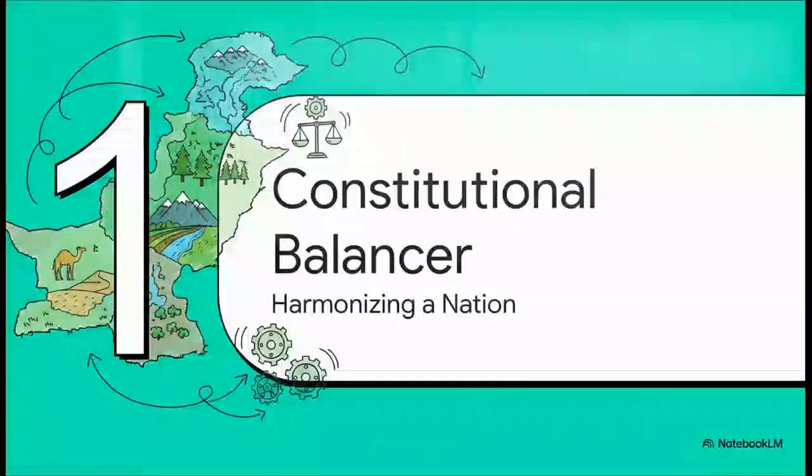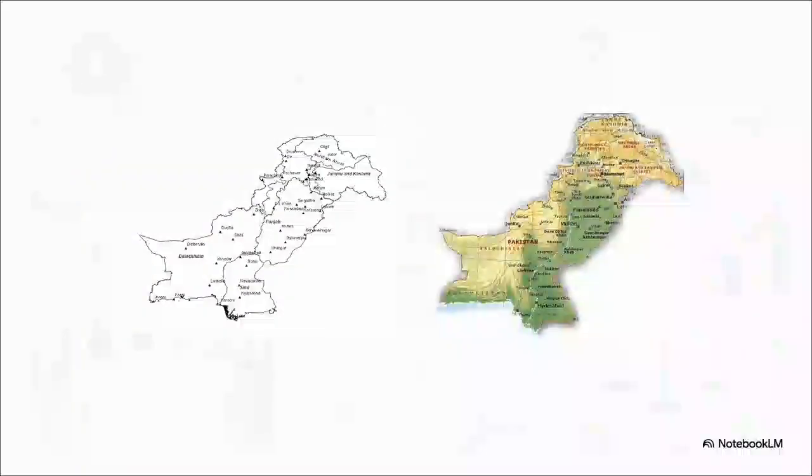Section 1. Pakistan's constitutional balancer, harmonizing a nation. To really figure out why this council even exists in the first place, you have to look at the sheer scale and regional diversity of the country itself. I mean, think about the topographical reality of Pakistan for a second. You've got these vast mountain ranges in the north, massive agricultural plains, and really arid deserts. Now put that right next to the distinct provincial boundaries dividing regions like Punjab, Sindh, and Baluchistan. When you do that, the inherent tension in governing a decentralized nation becomes pretty obvious.